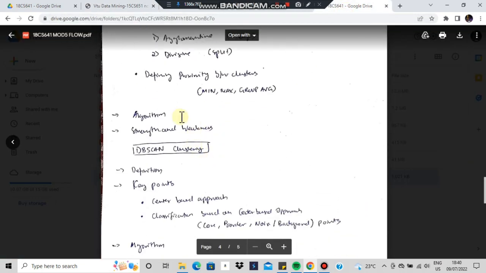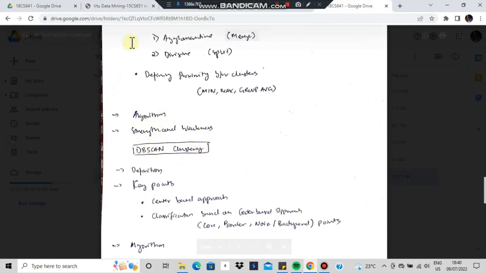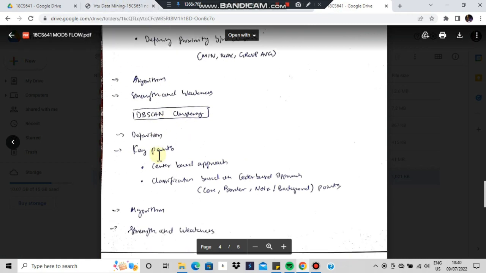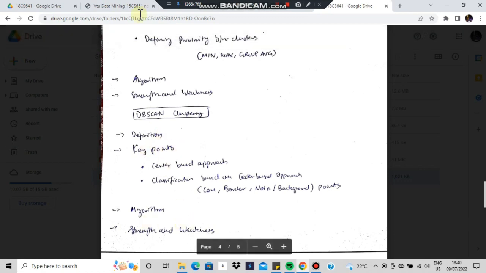Okay, let's move on to the next one, which is the DBSCAN clustering. We have discussed the algorithm also for agglomerative hierarchical based. Let's move on to DBSCAN. Here also we have the definition, key points, algorithm, and strength and weakness.